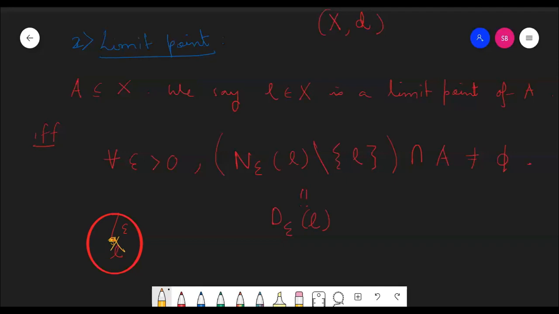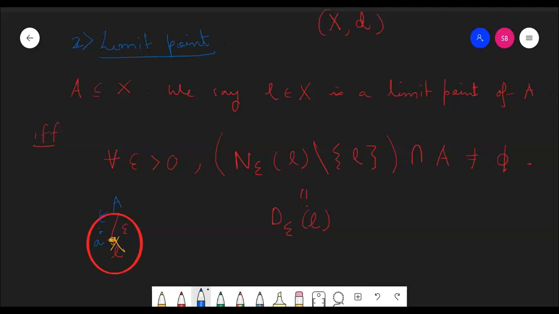So now, for saying that L is the limit point of the subset A, we need to have this. That is, for all epsilon greater than 0, the deleted epsilon neighborhood around L intersection A is non-empty. For any epsilon greater than 0, this disk will contain some point of A inside it. There should be some point which is in capital A that should be inside it. That is what we mean by limit point.